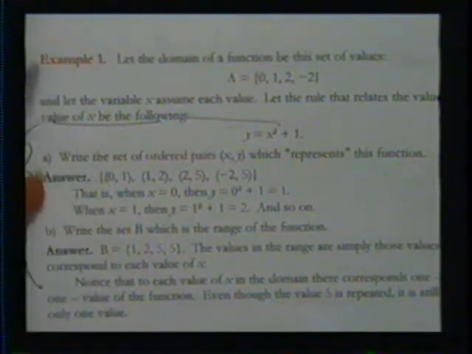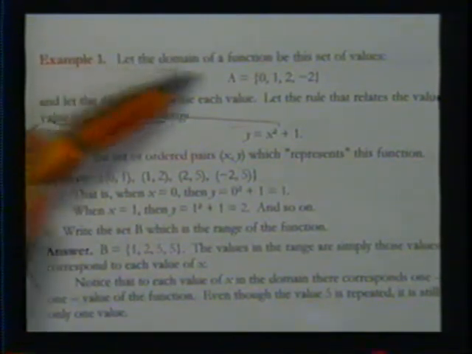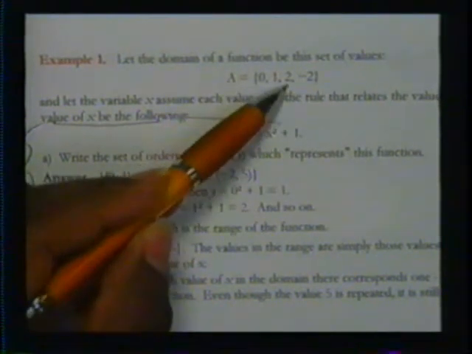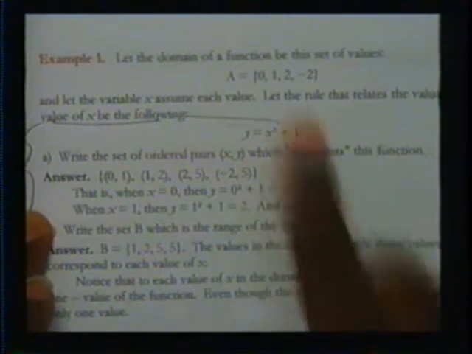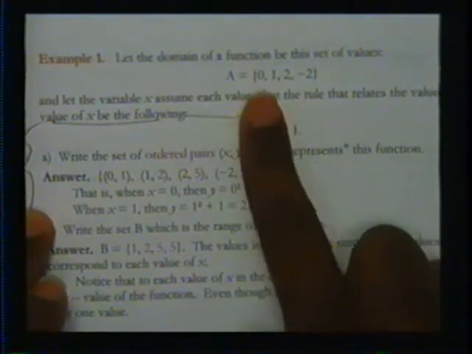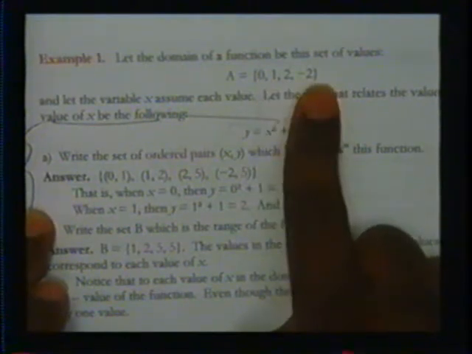Okay, example 1, it says let the domain of a function be this set of values, a equals 0, 1, 2, negative 2, okay? Now remember, domain is basically your input into the function. You can think of it that way. Your domain is your independent variable. So in this case, they gave us independent variables of 0, 1, 2, negative 2, okay?